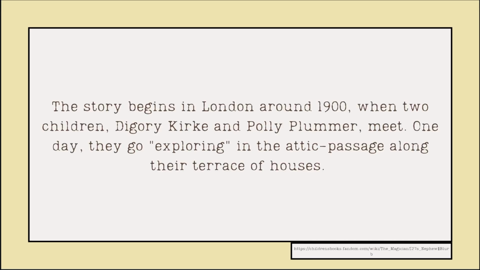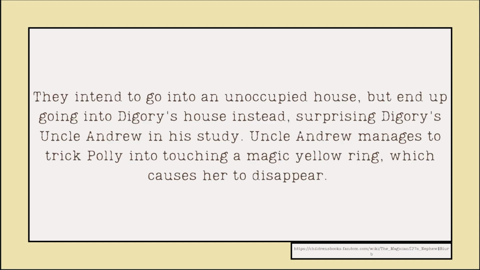The Magician's Nephew. The story begins in London around 1900, when 2 children, Diggory Kirke and Polly Plummer, meet. One day they go exploring in the attic passage along the terrace houses. They intend to go into an unoccupied house, but end up going into Diggory's house instead, surprising Diggory's uncle Andrew in his study. Uncle Andrew manages to trick Polly into touching a magic yellow ring, which causes her to disappear.